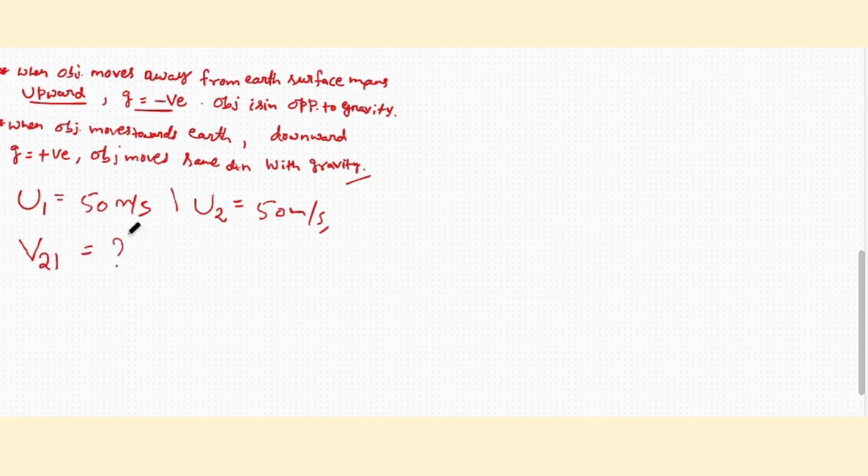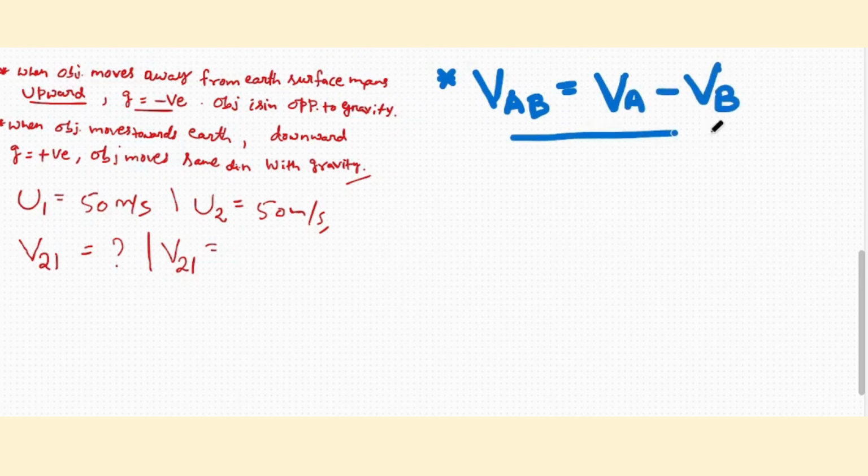Okay, so we all know the relative velocity formula. Let me write it: V_AB is equal to V_A minus V_B, isn't it? So here V21 will be V2 minus V1. So first we have to find the final velocity V1, and after that the final velocity V2. After that just substitute in the equation and you will get the answer.